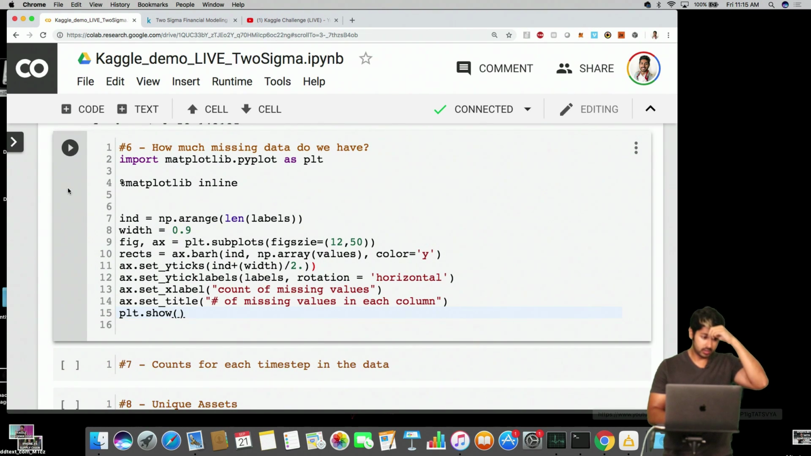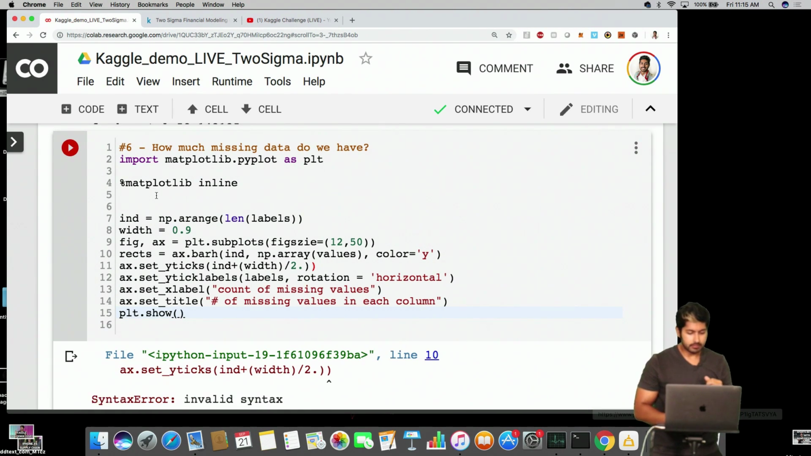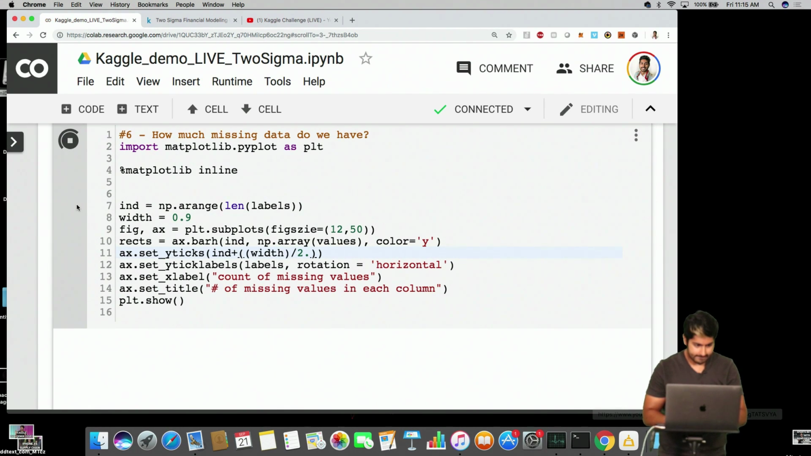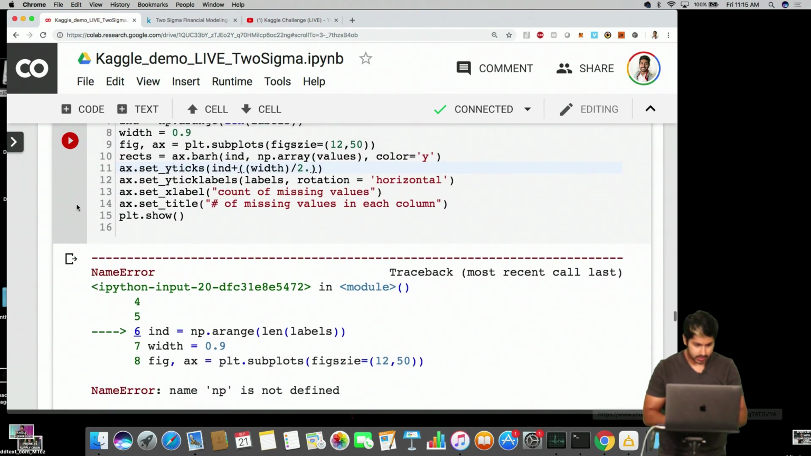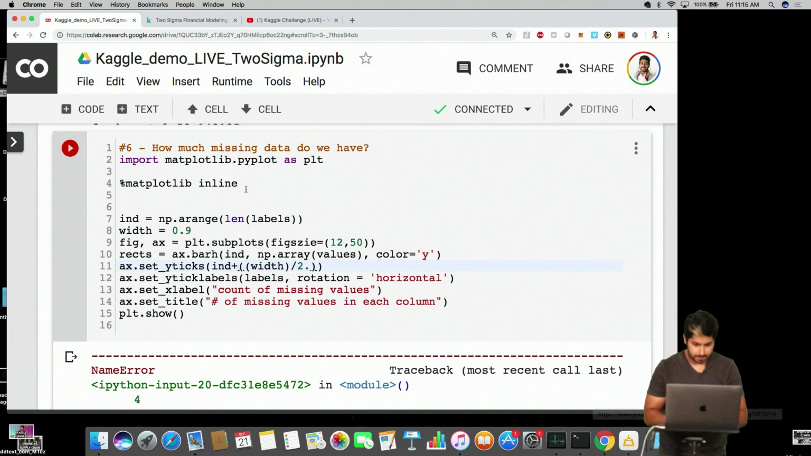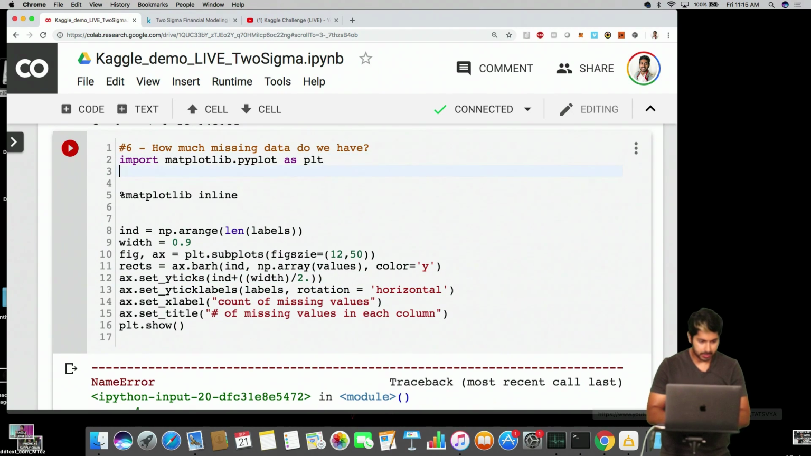Okay, let's see. Of course. Invalid syntax. It should be ax.set_yticks(ind + width), just like that. And ind, np is not defined. Right. Is it really not defined? I didn't import numpy up there? Okay, fine. As np.